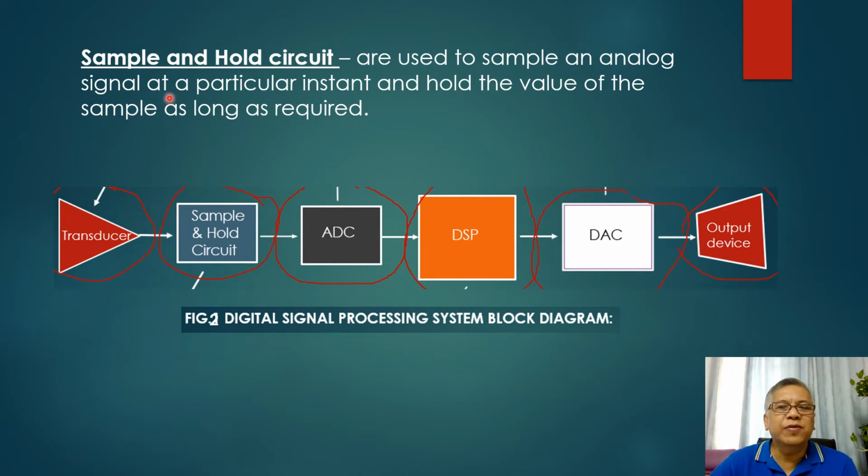So let us define first what is sample and hold circuit. Sample and hold circuit are used to sample an analog signal at a particular instant and hold the value of the sample as long as required. That is our definition of sample and hold circuit. Okay?